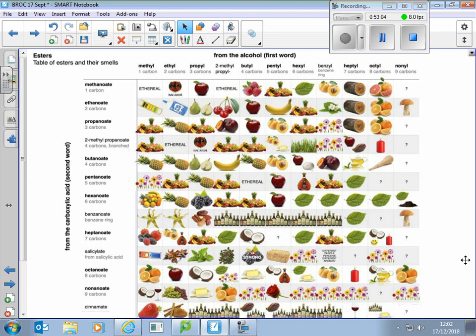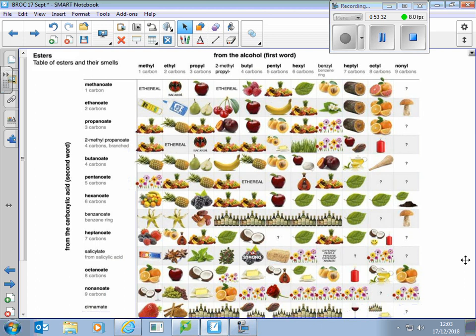So, for example, if you want a nature identical cherry flavour, then up here you've got 2-methyl propyl ethanoate, and that will give you cherry flavour, and so it goes on. But this is one of the really distinctive things about esters, is their flavours and smells.